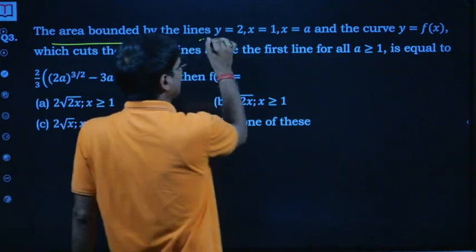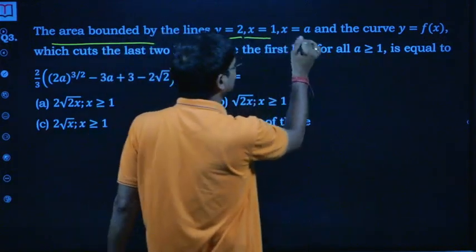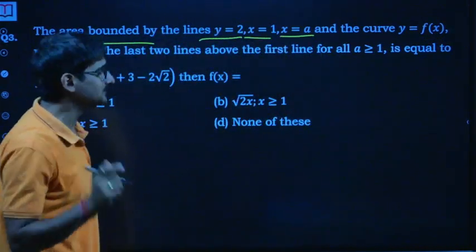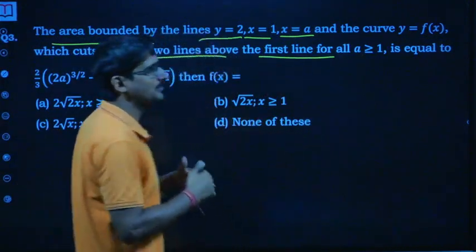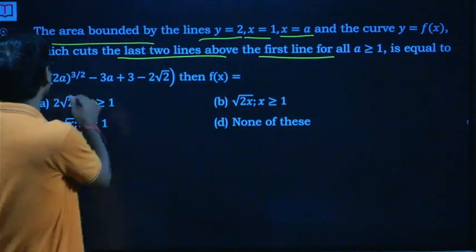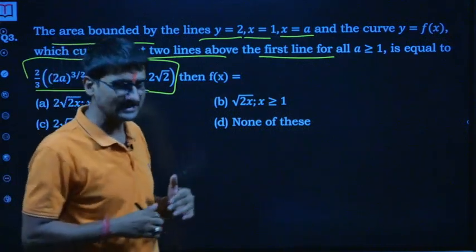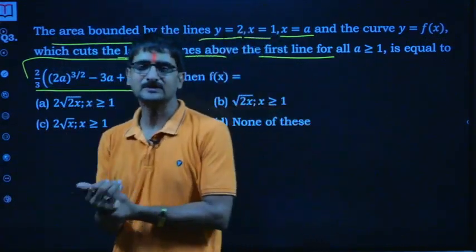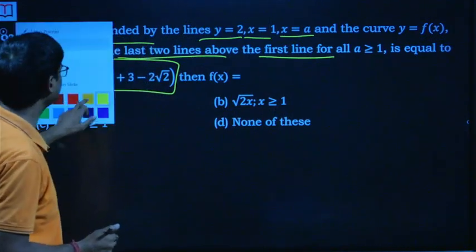Now, the area bounded by y is equal to 2, which is a horizontal line, x is equal to 1, x is equal to a, and the curve y is equal to f of x, which cuts the last two lines above the first line for all a greater than or equal to 1, is equal to, then f of x is. So now see, as I said, the initial few questions were like warm up exercises. So now let's start with something interesting.